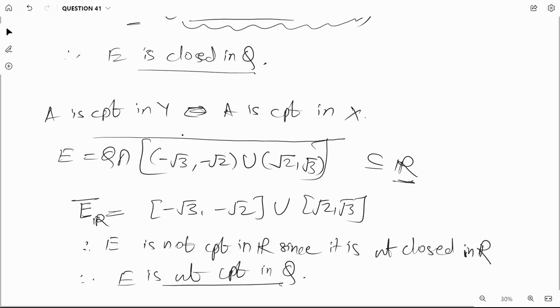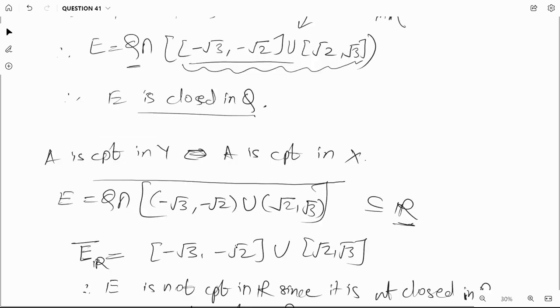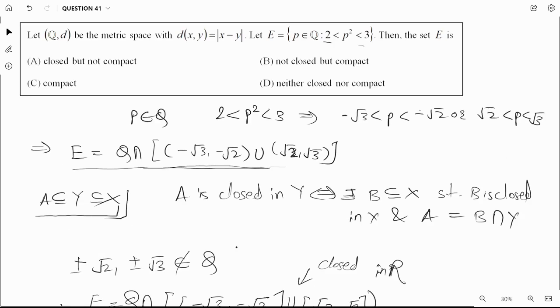So E is closed but E is not compact, so this is the solution. Okay, so that is option A. So option A is correct: E is closed but it's not compact. So I hope you all understood this question.